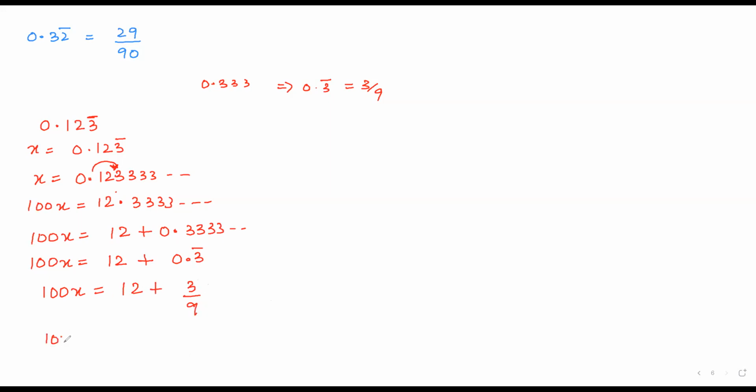Take LCM. So 100x is, LCM is 9. 12 into 9 is 108 plus 3. So that becomes 900x, right? So x is equal to 111 divided by 900. Now what is the pattern here? Can you see? So 0.123 bar is some number divided by 900. This was 90, this is 900. Remember it? Can you see that? Yes, ma'am. Okay.